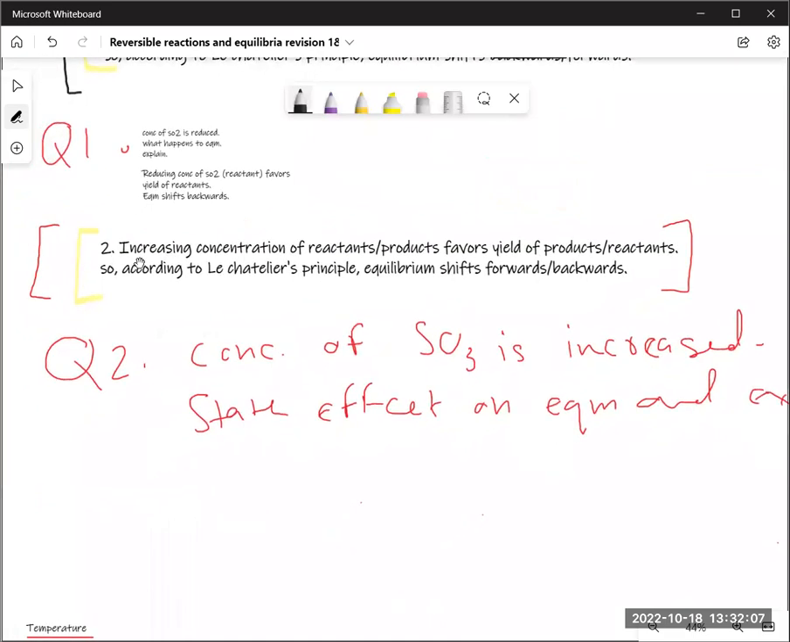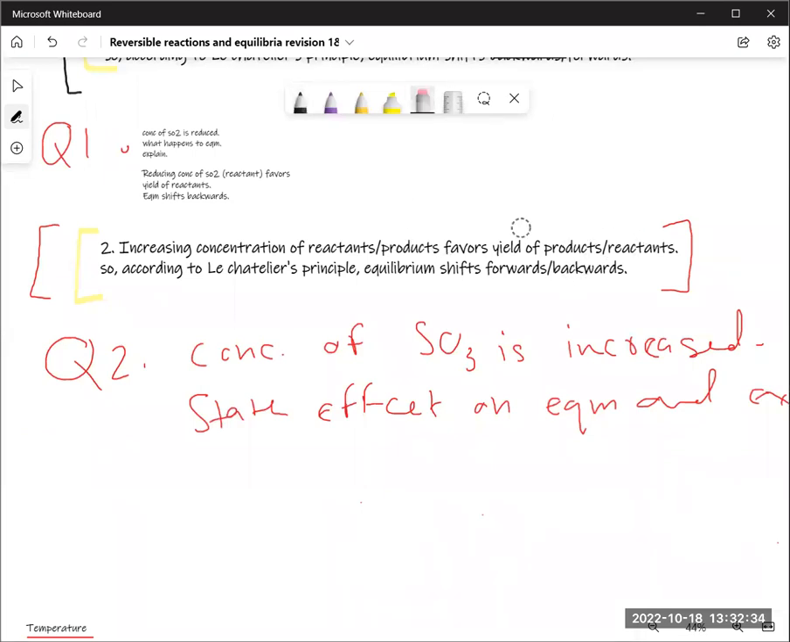Next, second rule. Manvi, read it out loud. Second rule. Increasing the concentration of reactants favors yield of products. So according to Le Chatelier's principle, equilibrium shifts forwards. If you increase the concentration of reactant, then products will be formed like this, and the equilibrium goes forwards.